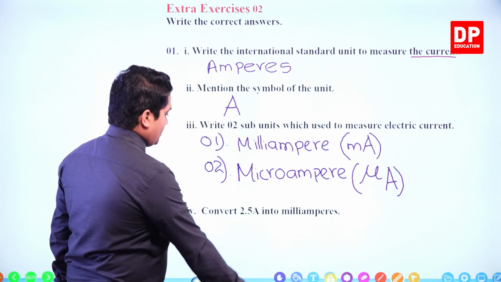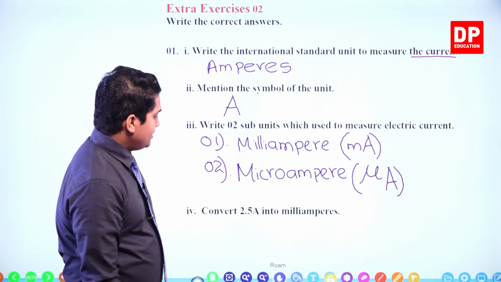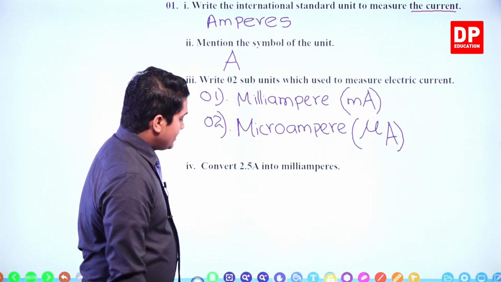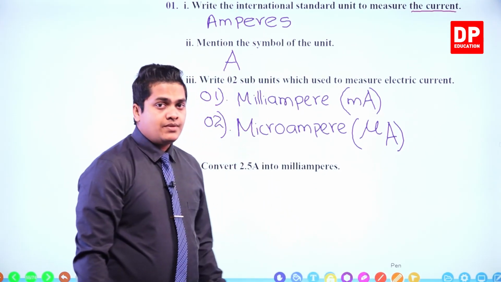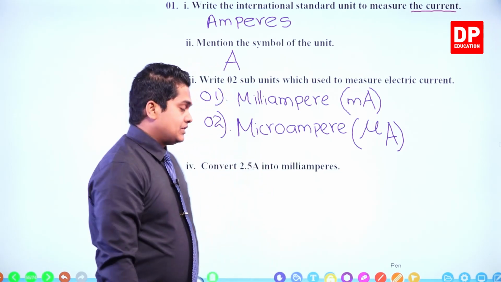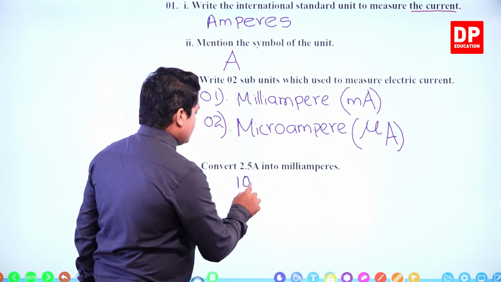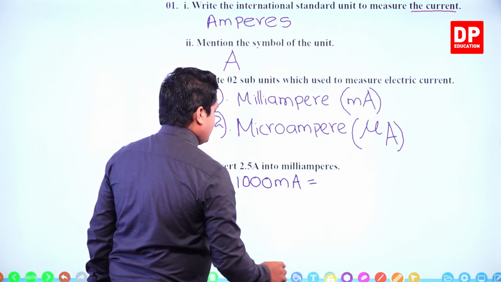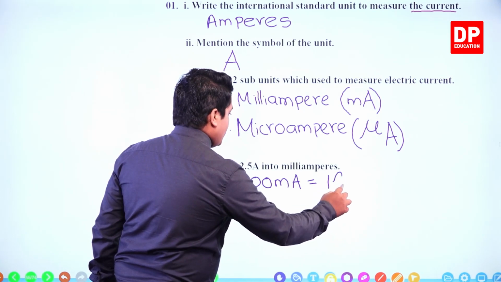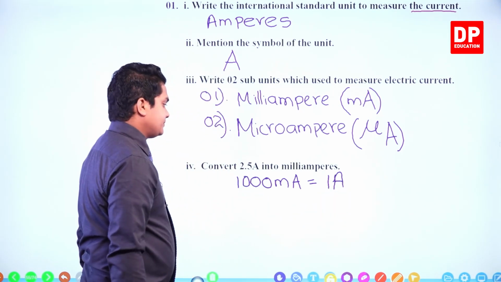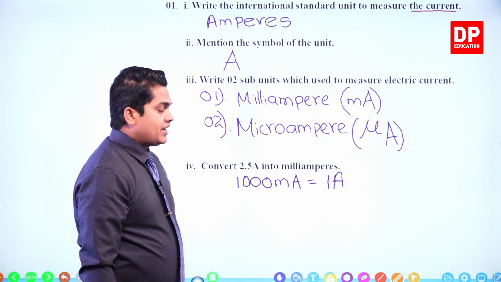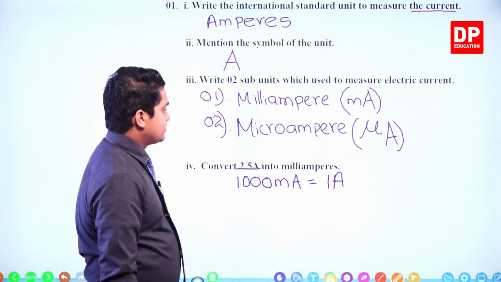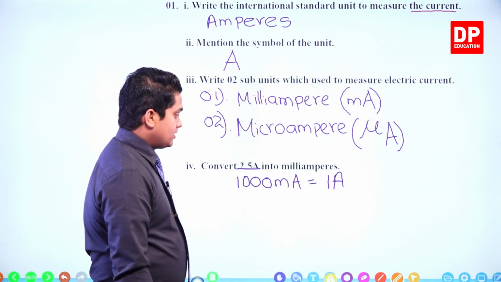Next question. Convert 2.5 amperes into milliamperes. So what's the relationship between amperes and milliamperes, my dear children? If you take 1000 milliamperes, this is equal to exactly 1 ampere.